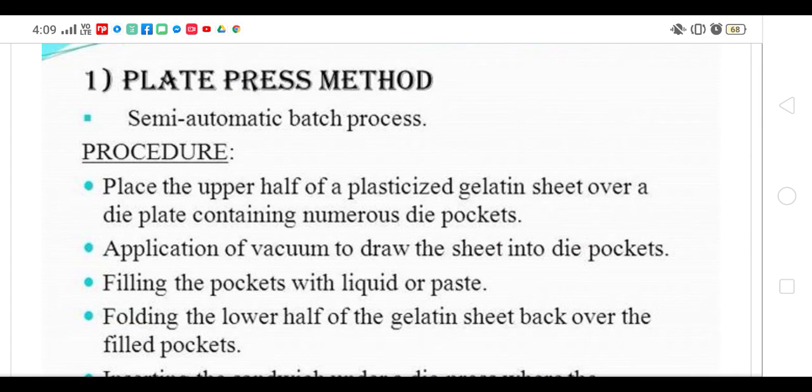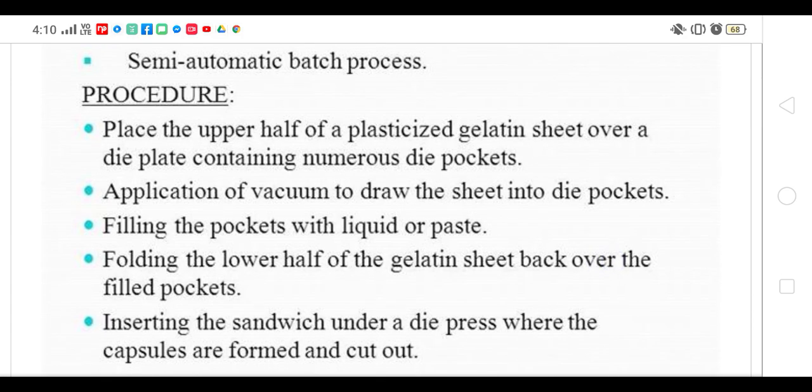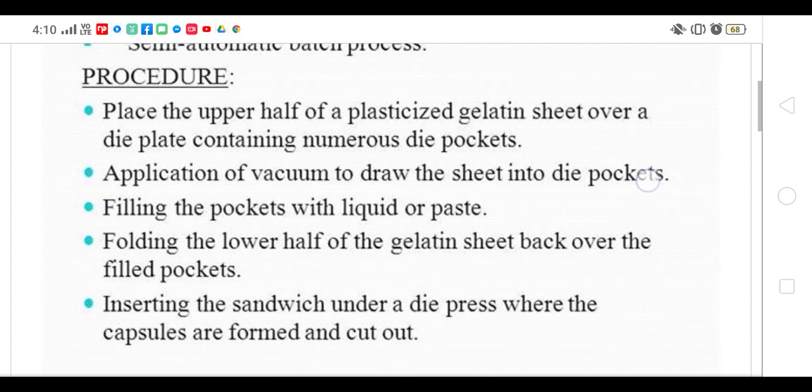It is a semi-automatic process in which we have already prepared gelatin sheets which are plasticized, and two different sheets are taken. On the upper half of these sheets we have one die plate which contains a number of die pockets. So we have to place these plasticized gelatin sheets on the upper half, and then apply vacuum on the die pockets. When you apply vacuum, it draws the sheets into the die pockets and creates a cavity in which we have to fill the liquids.